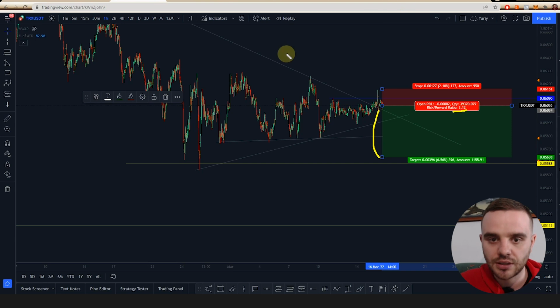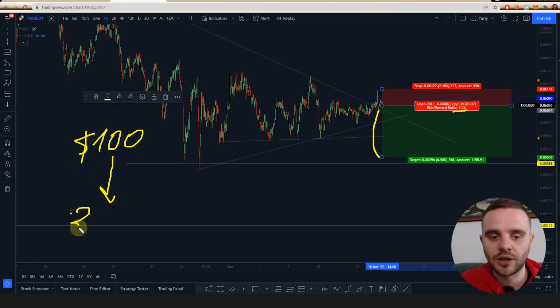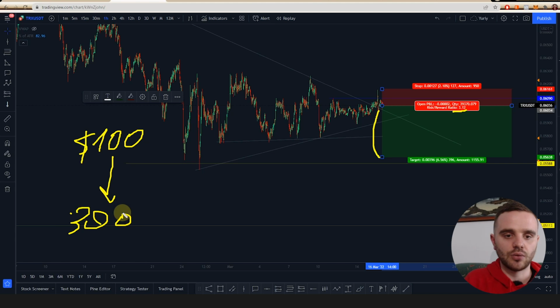Risk-reward ratio means, for example, if price hits my stop loss, I lose $100. If price hits my take profit, I make $300. It is risk 100, reward 300. It is 1 to 3.